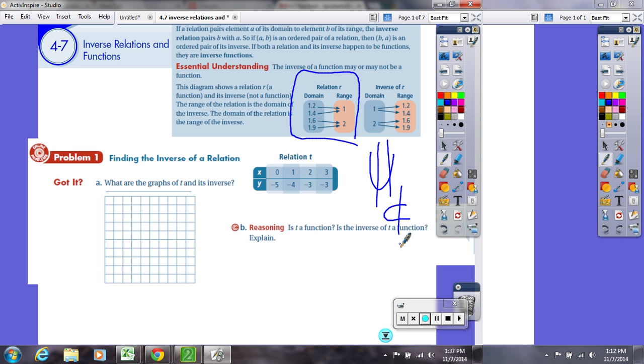Okay, so notice this represents one input. How many outputs did I have? 2. So is this a function this way? No. Is this a function? Yes.